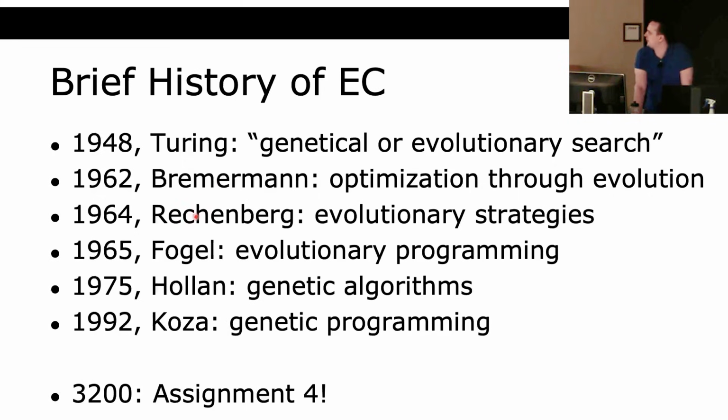Bremermann, Rechenberg, Fogel, Holland, Koza, all these very famous names in computer science all thought of these different ways of applying evolutionary metaphors to computer science and algorithms.